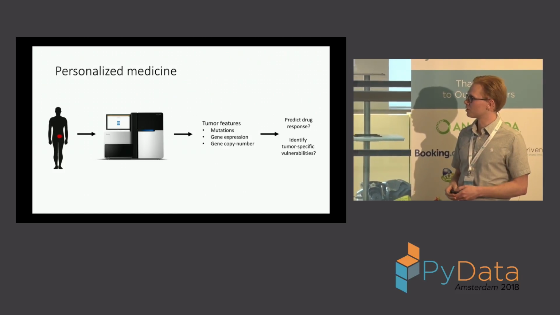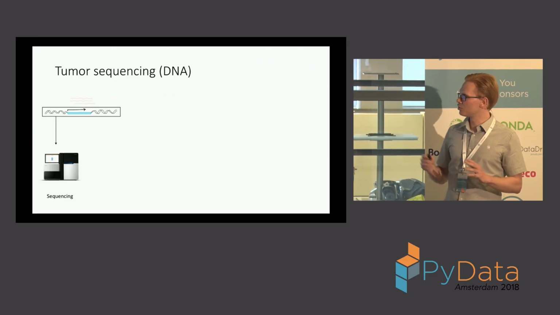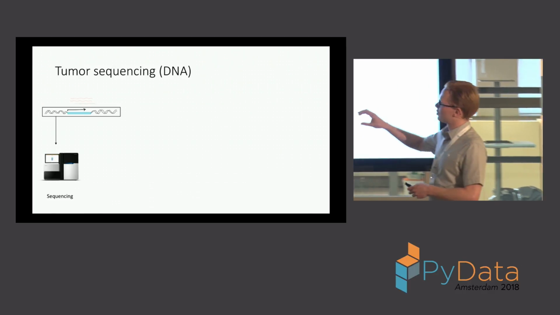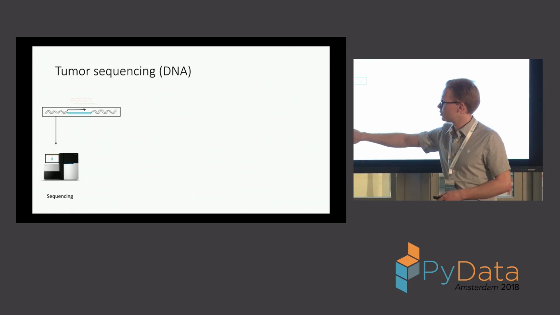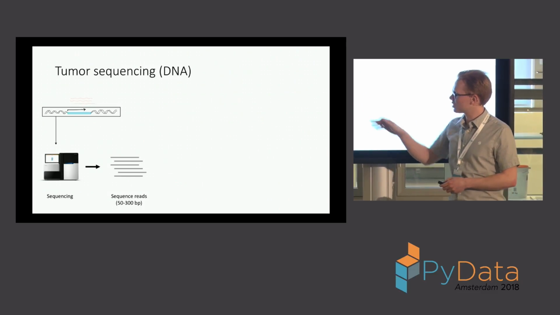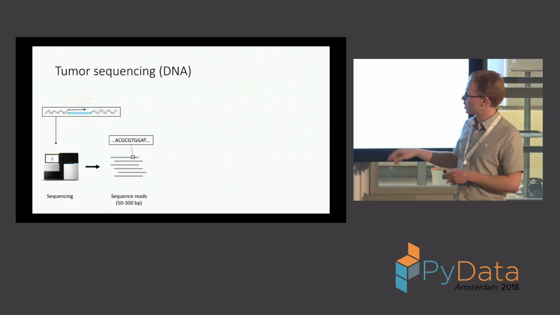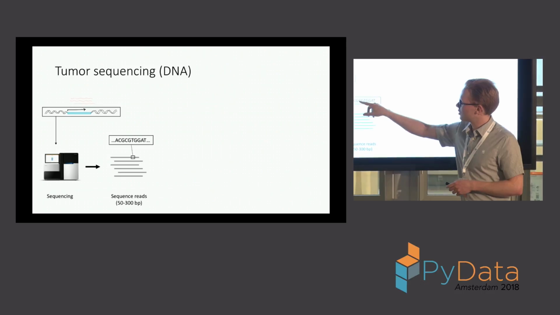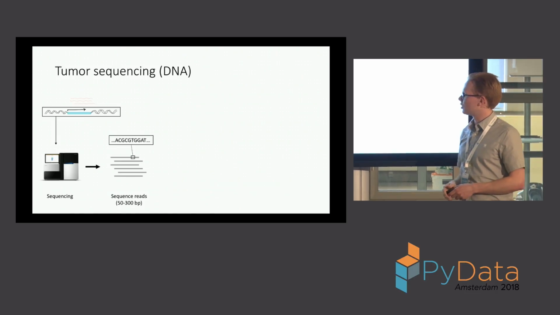And just to give a brief introduction to how tumor sequencing works, the idea is that we use some kind of lab process to extract the DNA from the cell and feed this into the sequencing machine. What the sequencing machine essentially does is generate many, many short sequence reads, which are about 50 to 300 base pairs long. Each base pair in this case is indicated by an A, C, G, or T. Like I said, each sequence is around 300 long.